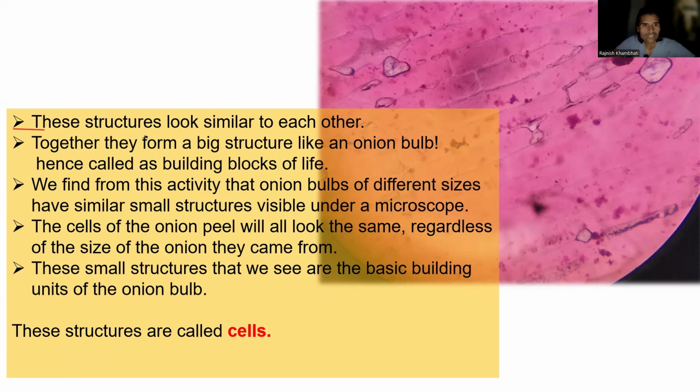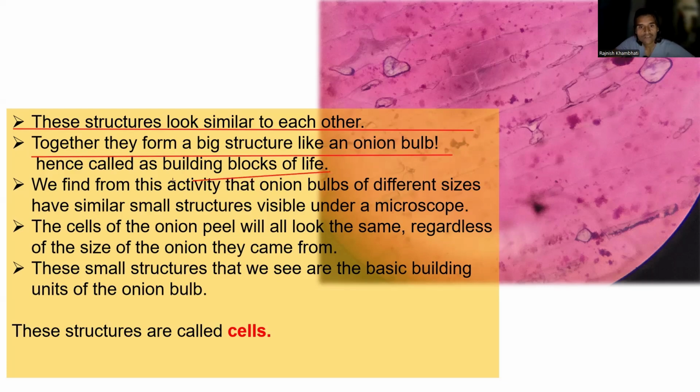What is this? These structures look similar to each other. We can see in this diagram, all the structures look the same. Then together they form a big structure like the onion bulb. Is that a correct sentence? These structures together form a big structure like an onion. Hence, they are called the building blocks of life.